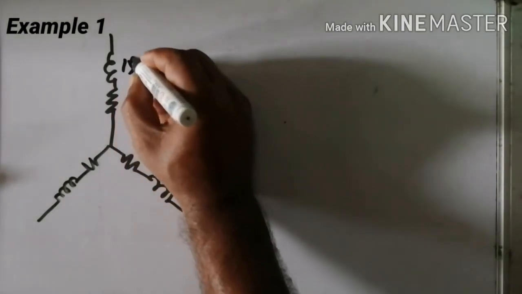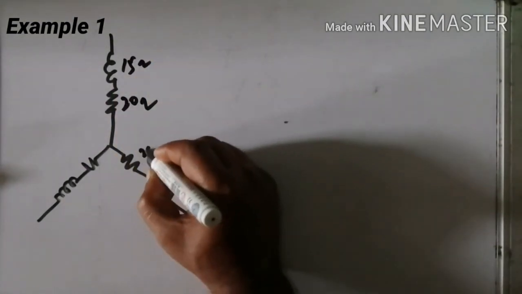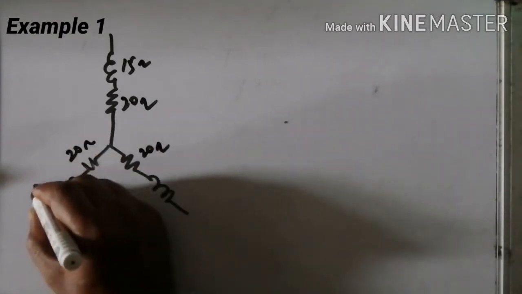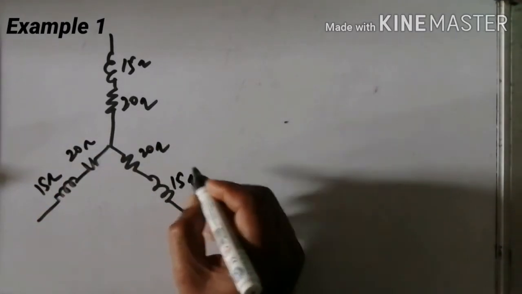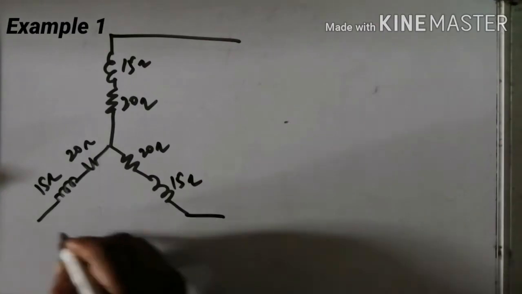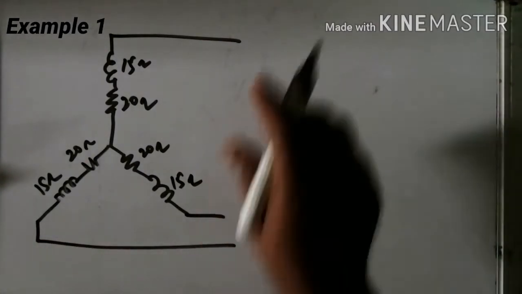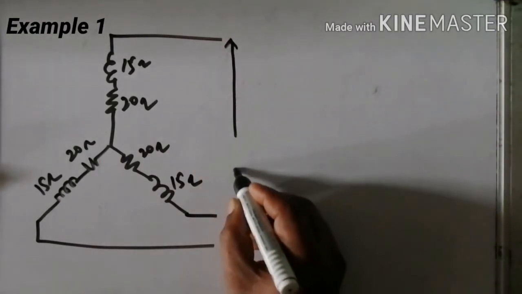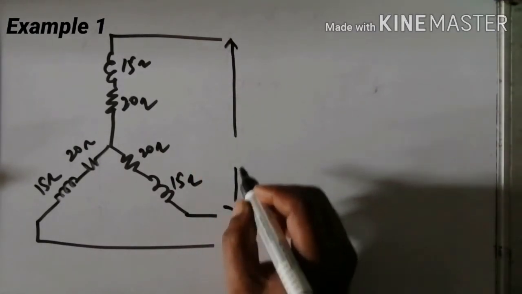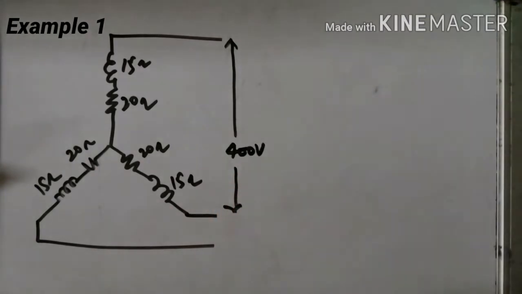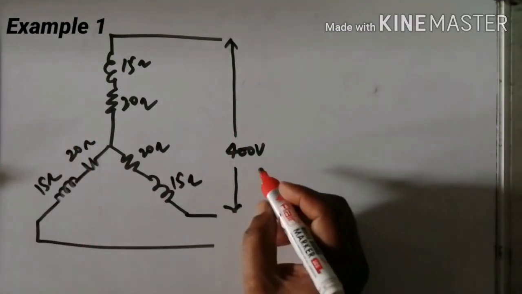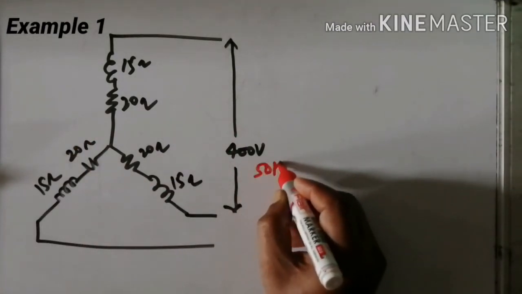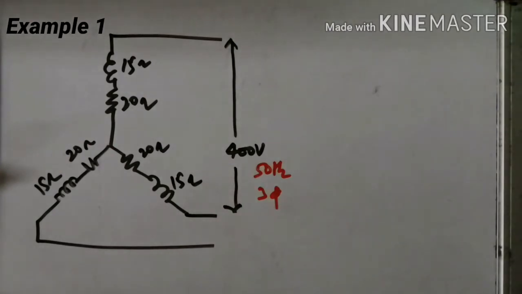Three-phase load is connected over here in the form of a star. It is 15 ohm, it is 20 ohm, this one is the 15 ohm, right? Voltage across this is given to you, it is 400 volt. And this load is connected across 400 volt 50 hertz three-phase supply.